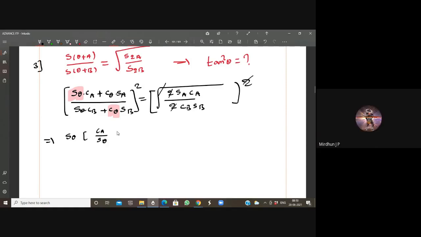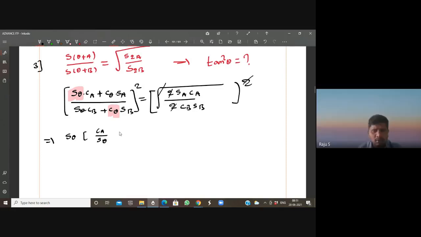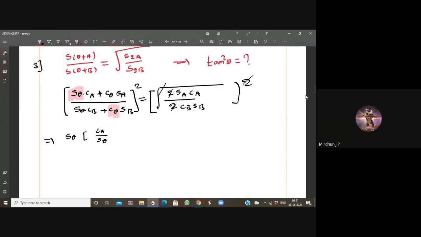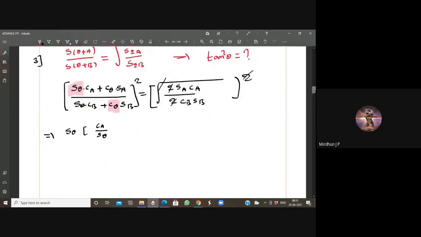sine theta. Sir, we can do another method also, sir. We can write cos A as sin of 90 minus A. Yeah, we can write sin of 90 minus A. Then after that, what is the formula we can apply? Sir, we can take sin 90 into minus sin A, sir. We can take sin A as common in this.